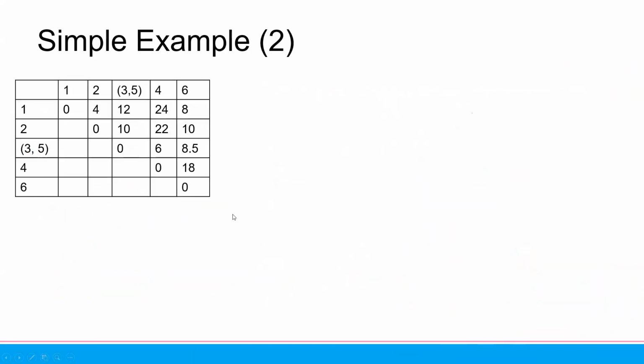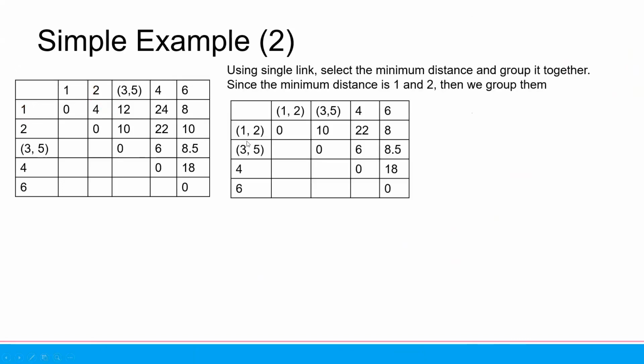So what we can do next is select the minimum again. What is the minimum from this matrix? The next minimum is 4. Okay, so we can group 1 and 2. Because we are using the single link, we select the minimum. So we select 1 and 2 and group them together, and then now we need to update again the distance matrix.